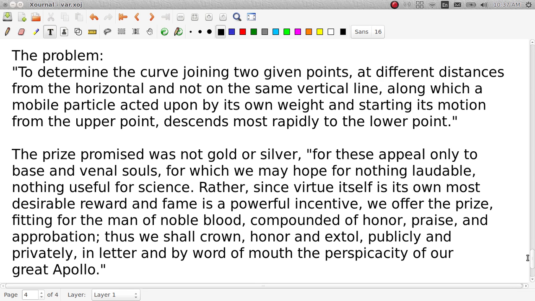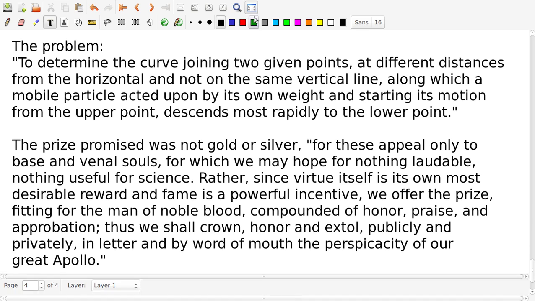And the prize promised was not gold or silver, for these appeal only to base and venal souls, for which we may hope for nothing laudable, nothing useful for science. Rather, since virtue itself is its own most desirable reward, and fame is a powerful incentive, we offer the prize fitting for the man of noble blood, compounded of honor, praise, and approbation. Thus we shall crown, honor, and extol publicly and privately in letter and by word of mouth the perspicacity of our great Apollo.